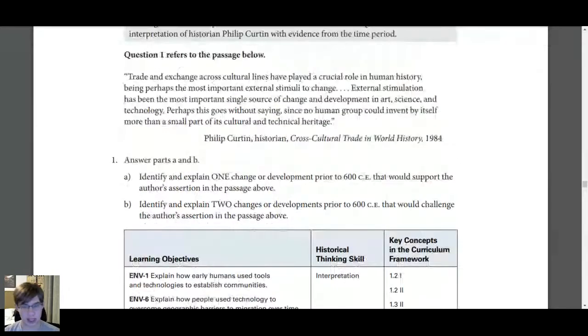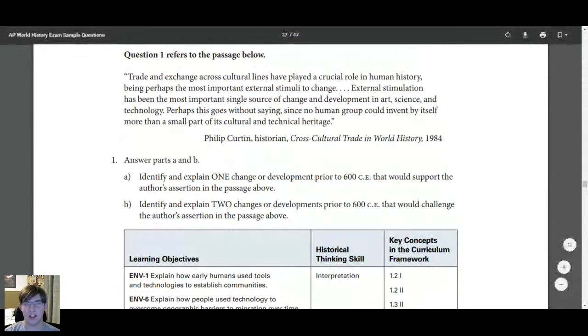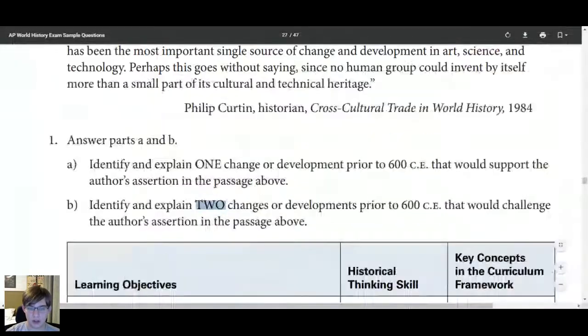So yeah. Do you guys have any more questions? There's no C. No, I just mentioned this. Look at this, though. There's no part C, but there's still 3 points. You have 1 change, 2 changes. So you're still going to get 3 points.